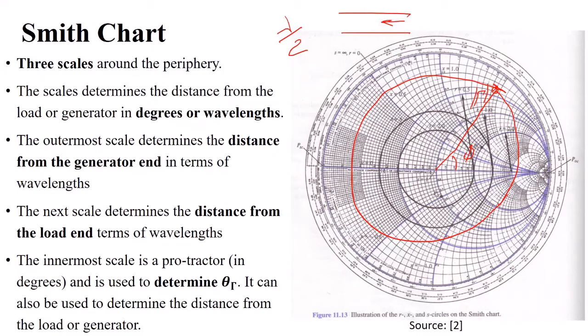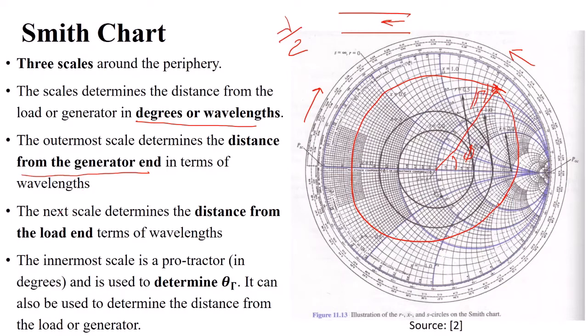So this outer periphery has scales that give you the distance in wavelengths. One is from load to generator, another from generator to load. If the scale is increasing in this direction, it means you are moving from load to generator. If the scale is increasing in the other direction, you are calculating the wavelength from generator to load.